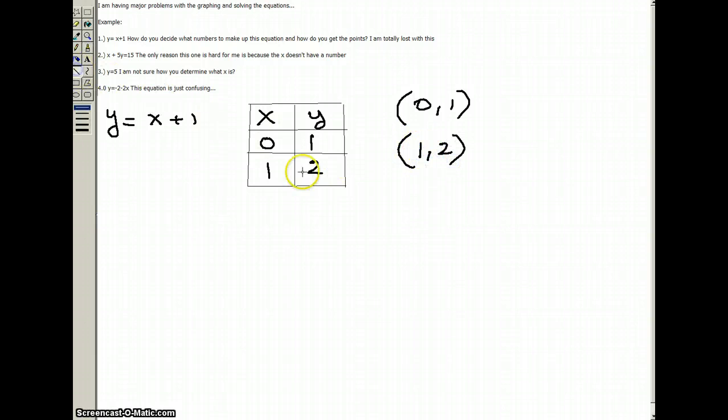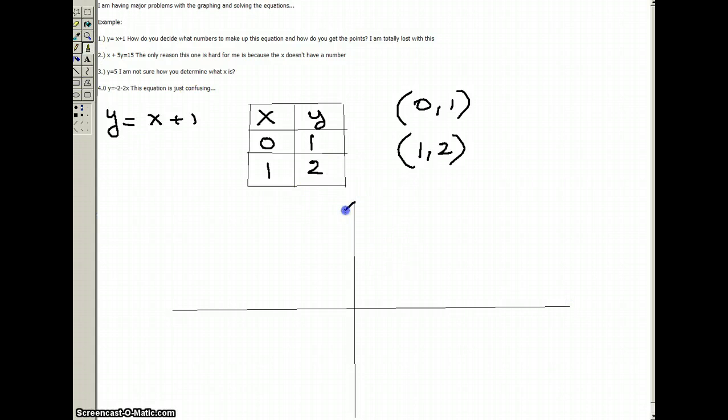Okay, let's go ahead and graph this straight line. I have the y-axis, I have the x-axis, and I have 2 points. I can plot these 2 points. X equals 0, y equals 1. This is my first point, 0, 1. X equals 1, y equals 2. This is my second point, 1, 2. And now all I need to do is join these 2 points and I'm done.